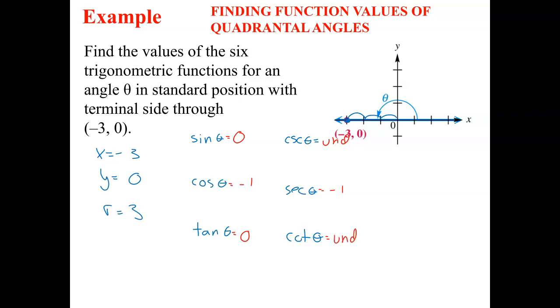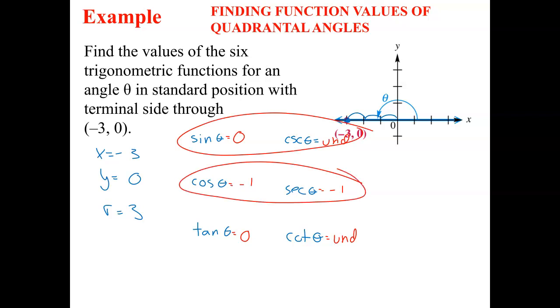Easy stuff, right? It's just going to be a matter of remembering the ratios. That's what it's going to come down to, is remembering the ratios for sine, y over the radius, cosine, x over the radius, tangent, y over x, and then their reciprocals. And again, making sure that you properly match up sine and cosecant, and cosine and secant, and tangent and cotangent. Okay, any questions on that?